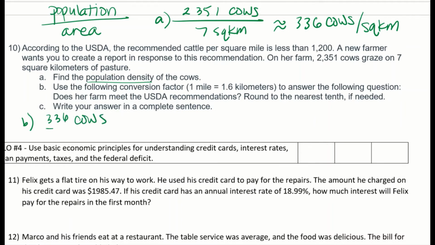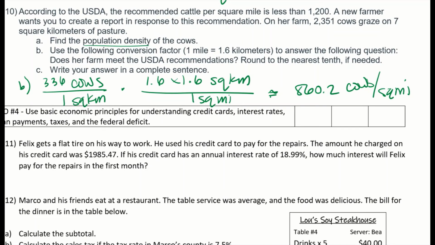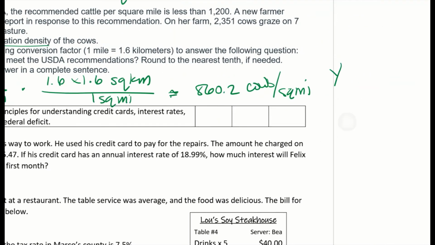So I'm going to take that 336 cows per square mile and multiply it by 1.6 kilometers and then multiply it again by 1.6 because it's square. And then that'll give me my answer for B. So about 860.2 cows per square mile. Now I have to write a sentence for 3 saying yes or no, does it comply? In this case, it does.